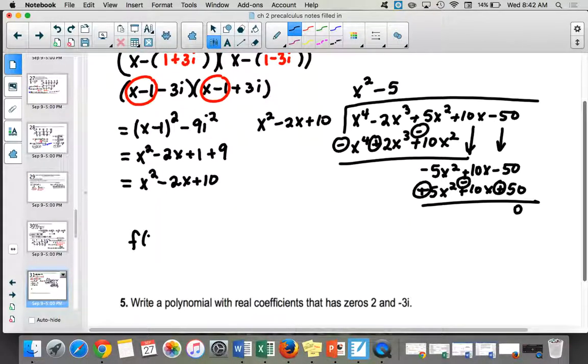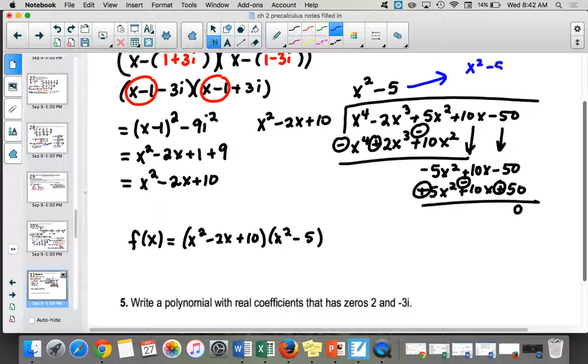f of x equals, and we had that part that was x squared minus 2x plus 10, and then we had the part that was x squared minus 5, right? So what are our solutions when we have x squared minus 5? Yeah, exactly. We get x equals plus or minus the square root of 5.